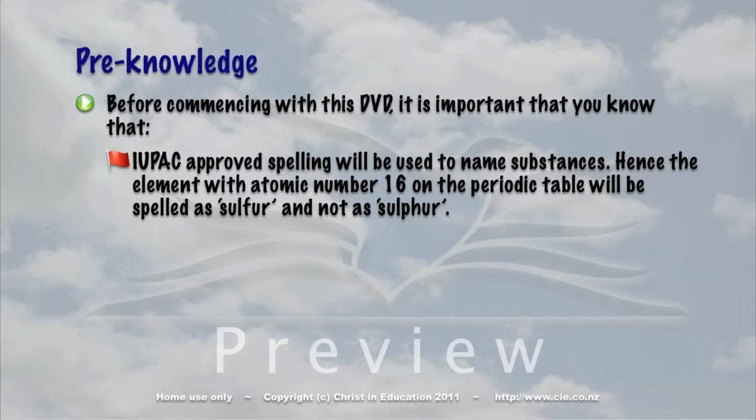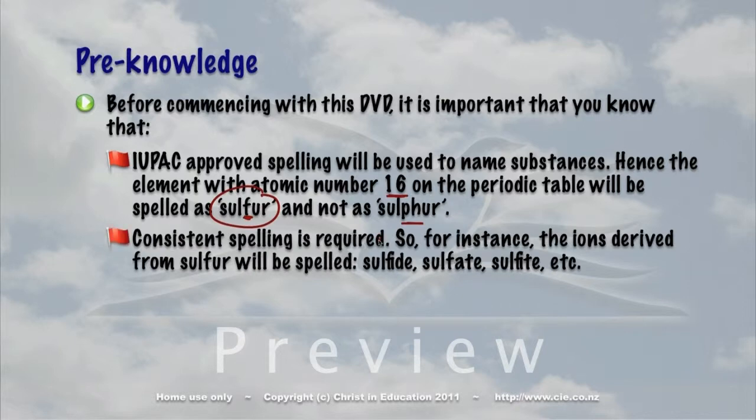Throughout this DVD, IUPAC spelling will be used. Now, IUPAC stands for International Union of Pure and Applied Chemistry, and this union has a set of agreed upon rules for the naming of substances. And hence the element with atomic number 16 on the periodic table will be spelled as sulfur with an f, and not as sulphur, which is how we would spell it if we were, for instance, in New Zealand or in England.